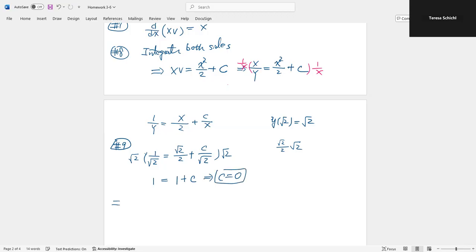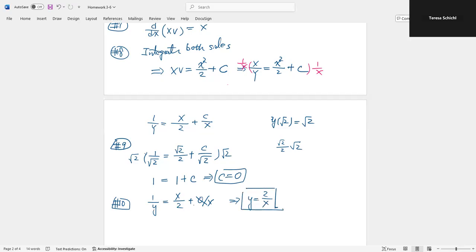So the final solution here will be 1 over y is equal to x over 2 plus 0 over x, so this term is 0. So that's my final answer: y is equal to 2 over x.